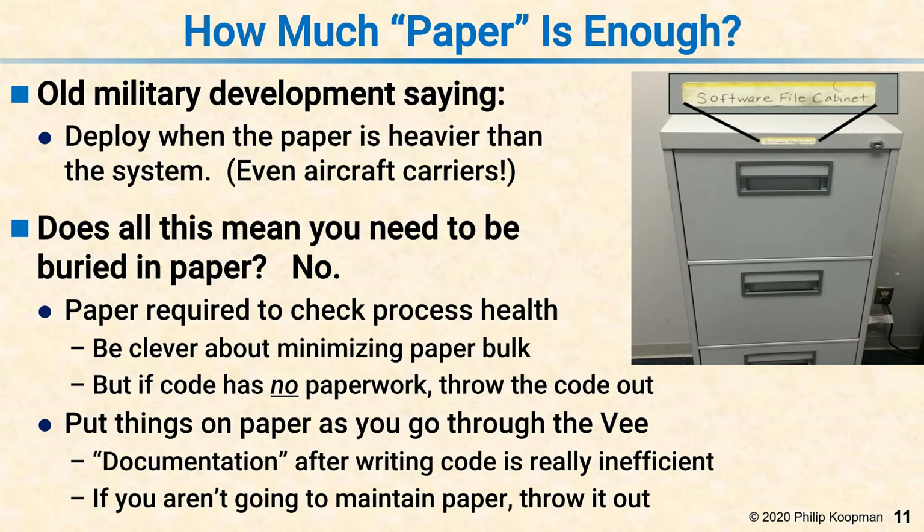And down the road, someone else is going to pay the price for that paper being missing or out of date. So if you need high-quality embedded software, then what you really should be doing is maintaining the paper that goes with the V throughout the life cycle of the software.